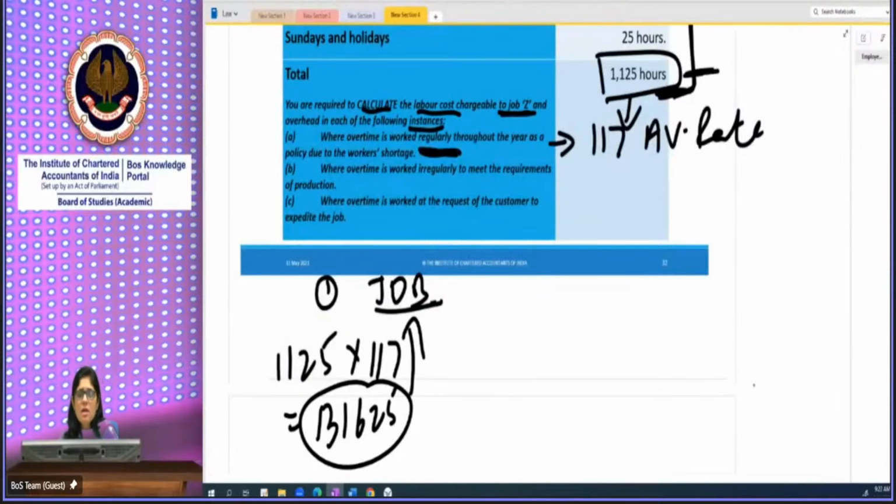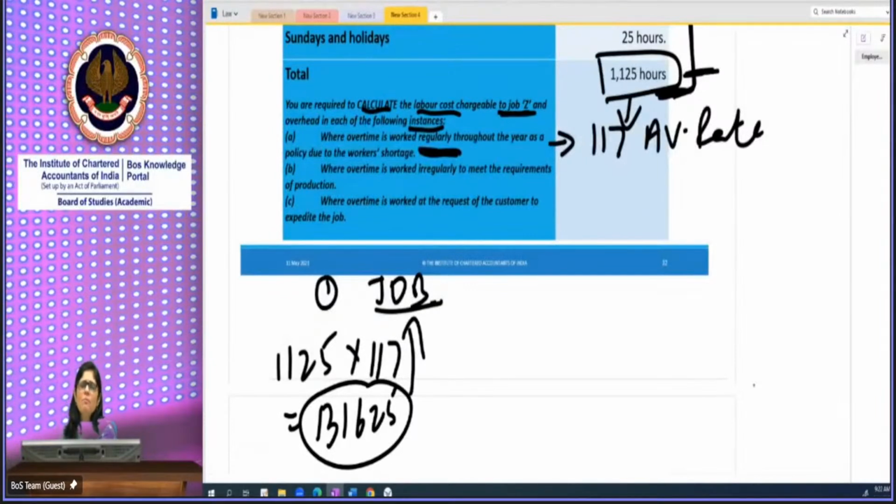So here, rather than the normal and abnormal bifurcation, we should look at the reason why the overtime is happening. If it's happening due to worker shortage, it's not an abnormal scenario. In other circumstances it could be abnormal, but here the worker shortage is a normal scenario. So you have to be very specific to every question. A normal scenario in one question can become an abnormal scenario in another question.